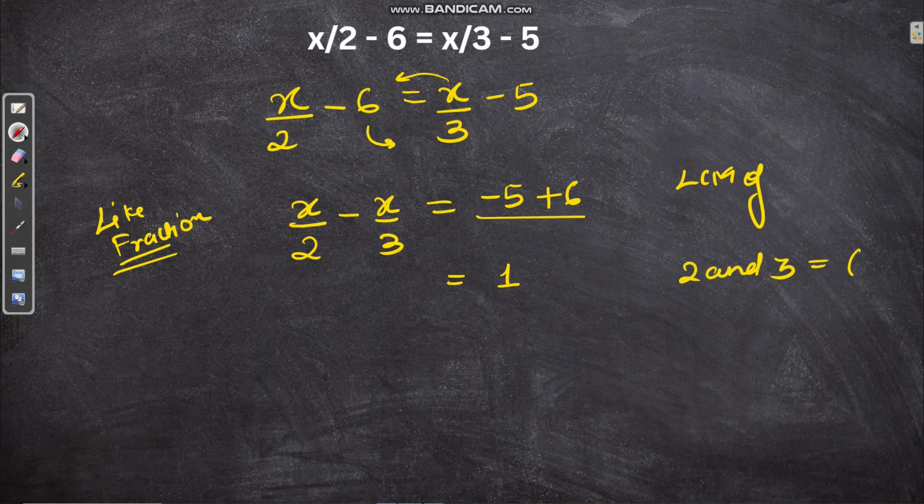So it is 6. If you don't know how to find LCM, I have already made a video on LCM, so you can check that video. So the LCM is 6. Once you get the LCM 6, you have to convert each and every denominator to that number.